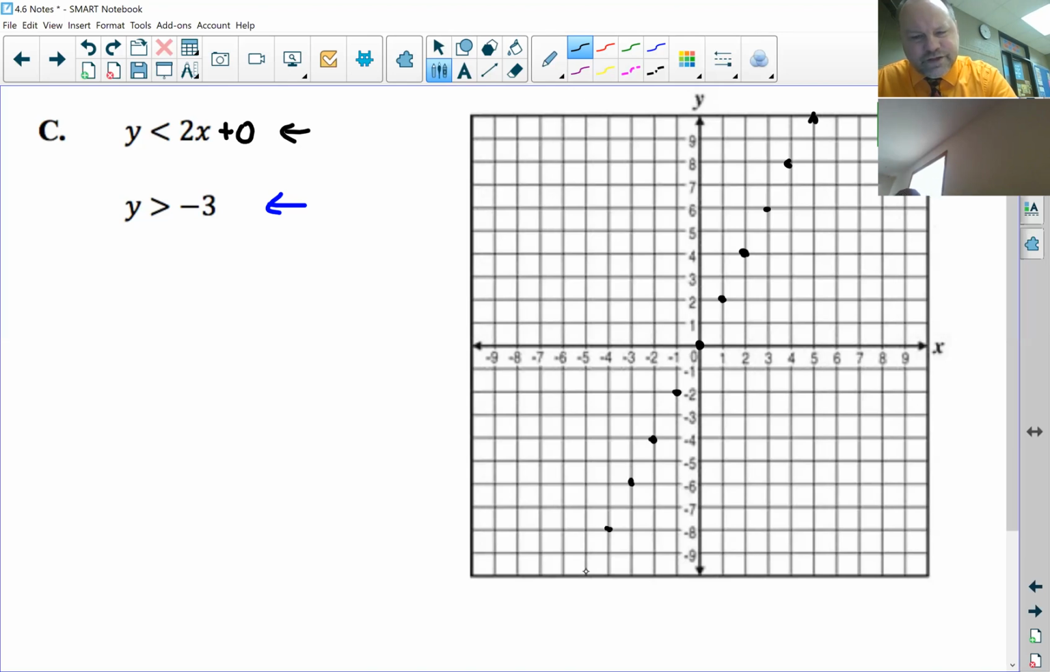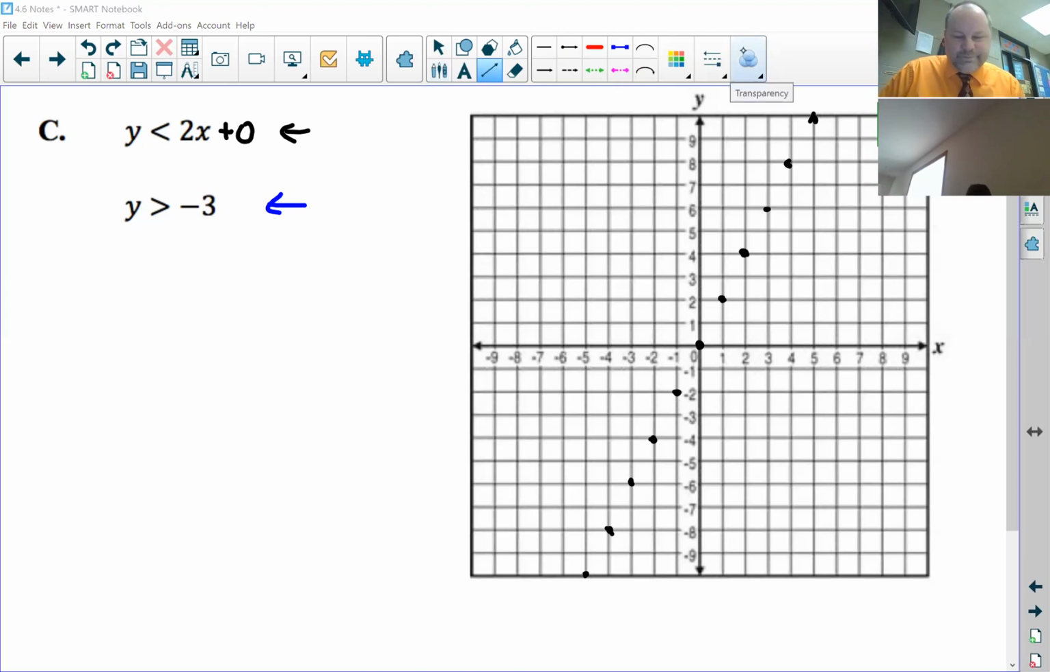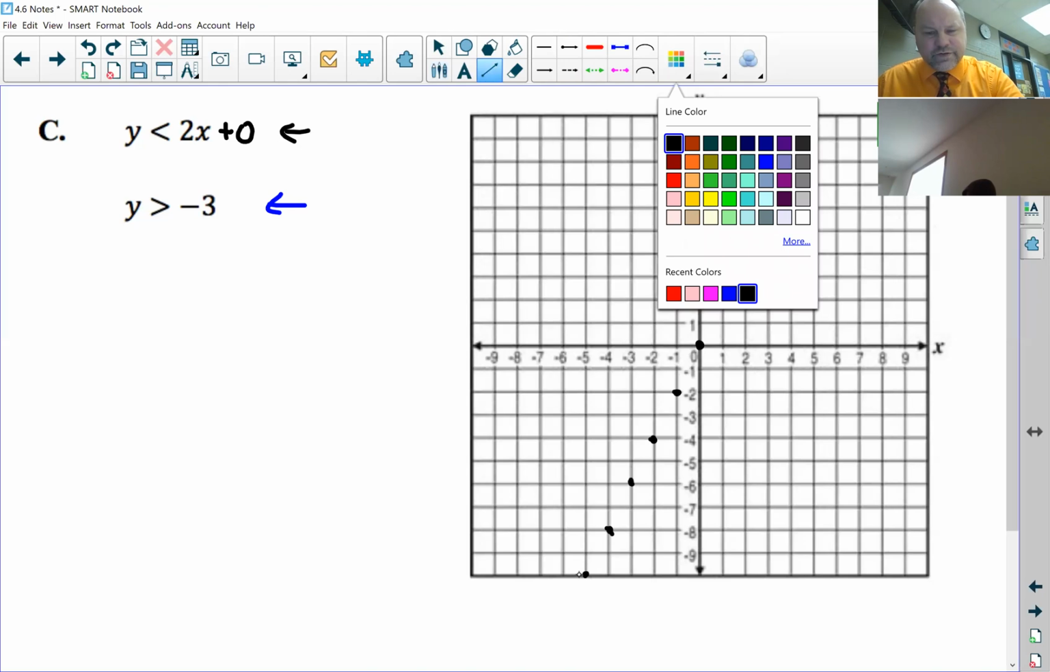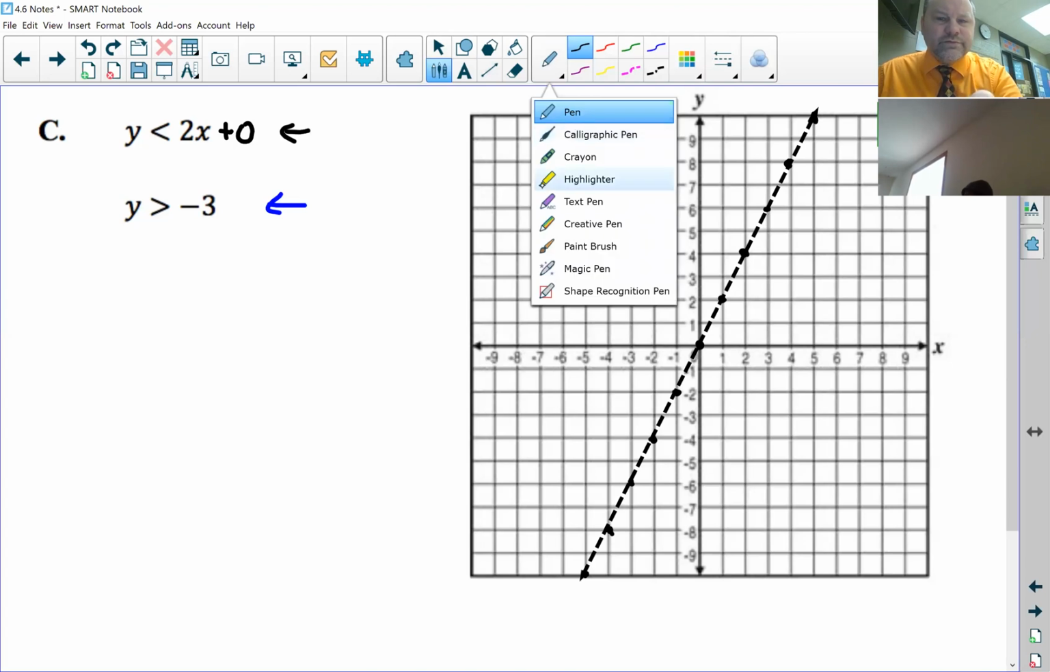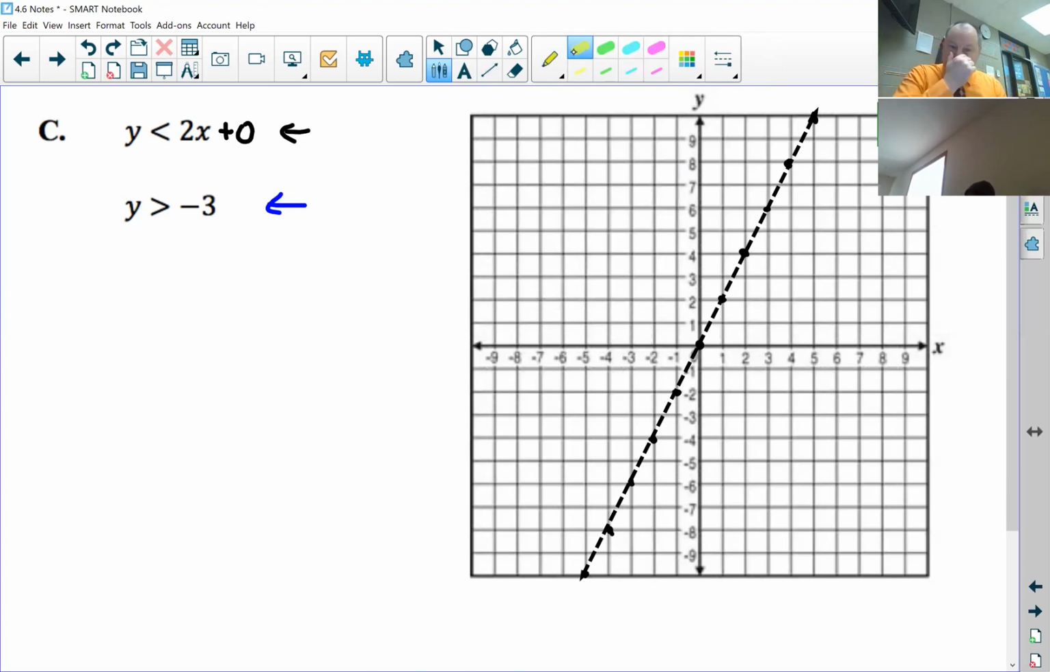Is this going to be a solid line or a dashed line? Yep, dashed line it is. I think I've got the dashed line still. And should I shade this one above or below? Less than, shade it below.